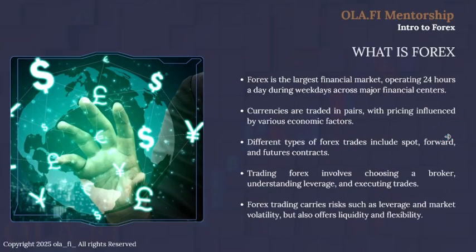Forex is the largest financial market, operating 24 hours a day during weekdays across major financial centers. Currencies are traded in pairs with pricing influenced by various economic factors. Because there has to be an exchange, if there's going to be an exchange of something, there is what is being given and what is being taken. So that's a pair. The farmer giving his cassava for corn, the pair of exchange is corn and cassava. If there was a dispute and they went to the village chief, the village chief is going to ask, okay, what is being exchanged? It's corn and cassava, so that's the pair.